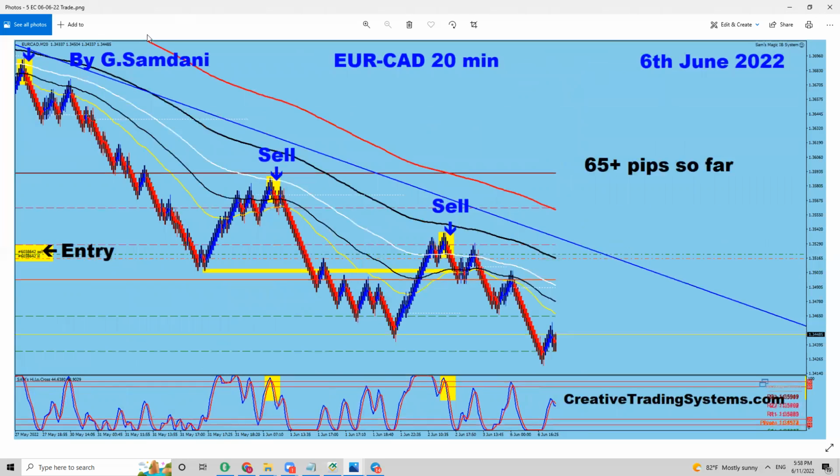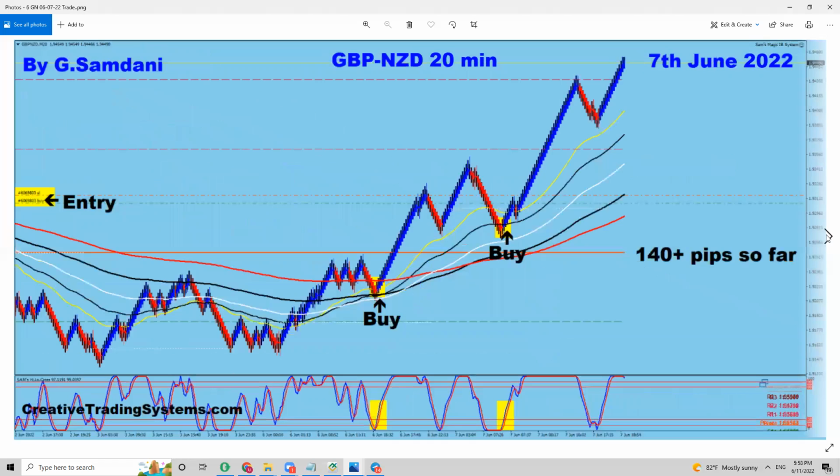On the June 6th, euro CAD is being strong because of the oil problem. We have the war going on, Russia, Ukraine, right? And this is for 65 pip. And pound Aussie, the second one, the first one you just saw, the second one, big time, went up on the 7th, 140 pip after the retracement here.